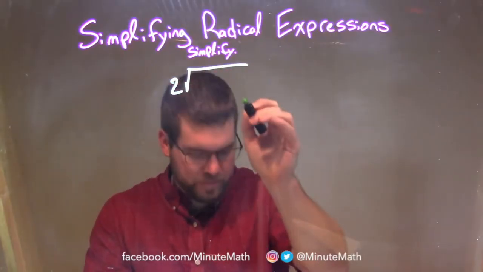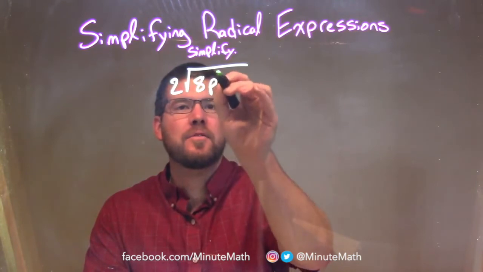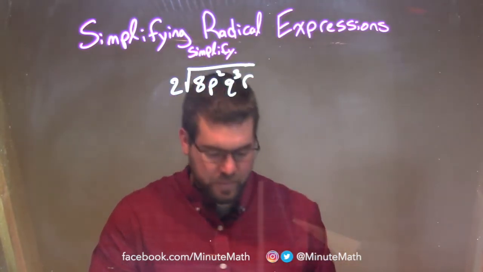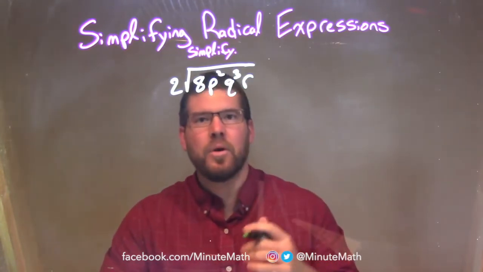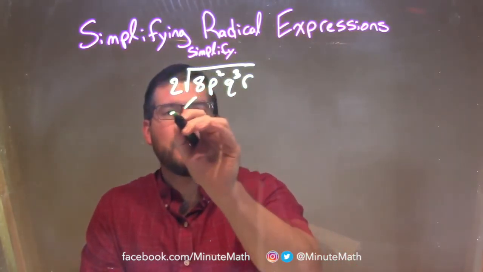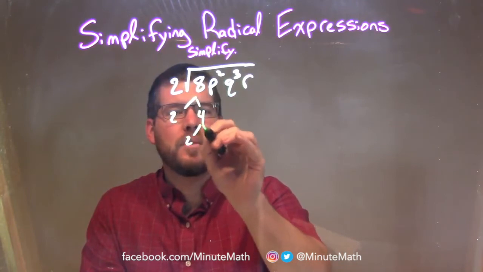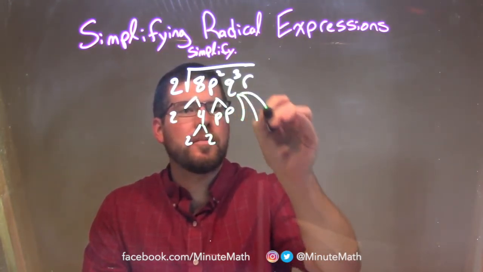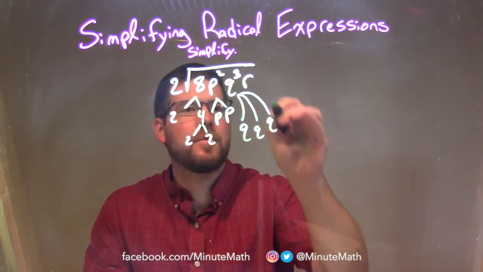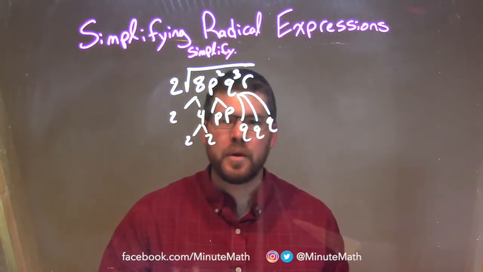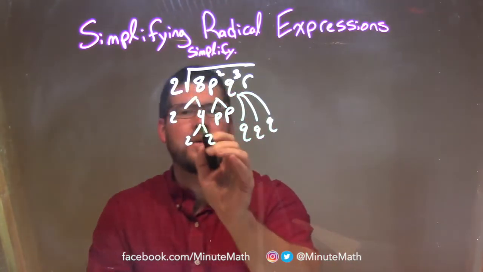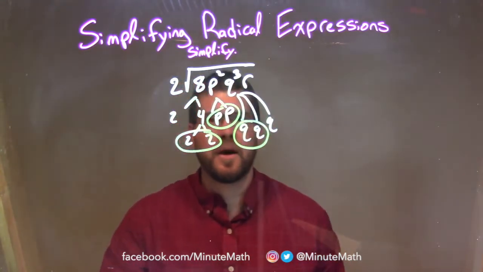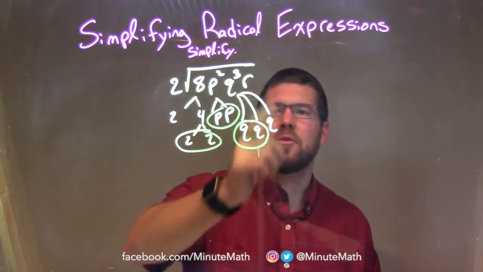2 times the square root of 8p squared times q to the third times r. What we're going to do is break down each one of these elements here. 8 can be broken down to 2 times 4, and 4 is 2 times 2. P squared is p times p. Q to the third, which is q times q times q. And r is just r. Now we're going to circle our pairs. A pair of 2's, a pair of p's, and a pair of q's. Okay? What's left is a 2, a q, and an r.